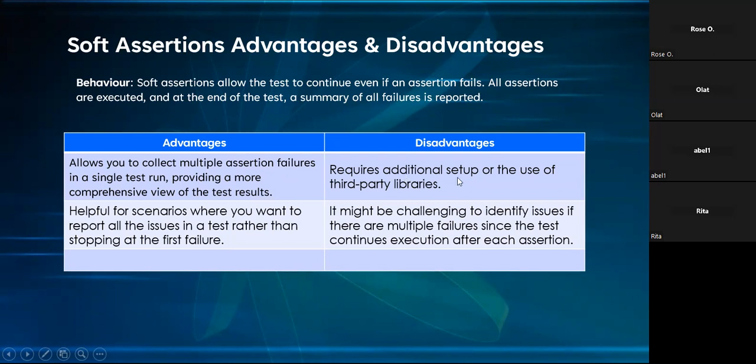Disadvantage: it requires additional setup or the use of a third party. Here, you normally use third-party NuGet packages. Second advantage: helpful for scenarios where you want to report all the issues in a test rather than stopping at the first failure. Disadvantage: it might be challenging to identify issues if there are multiple failures, since the test continues execution after each assertion.